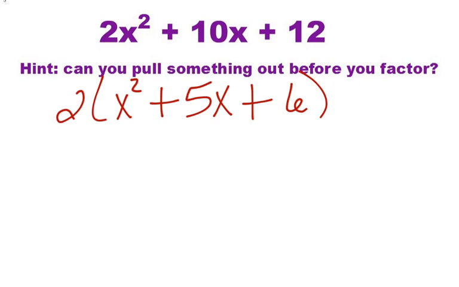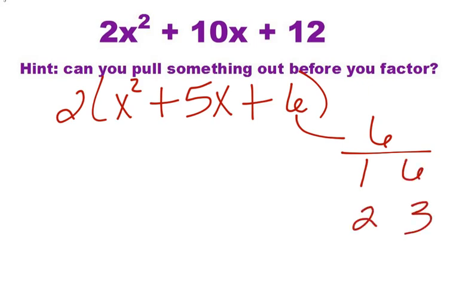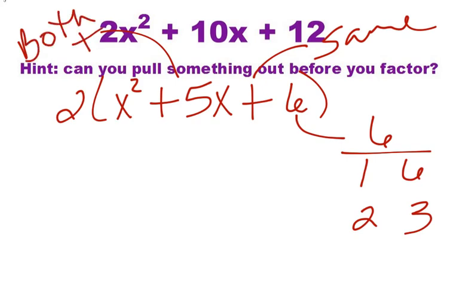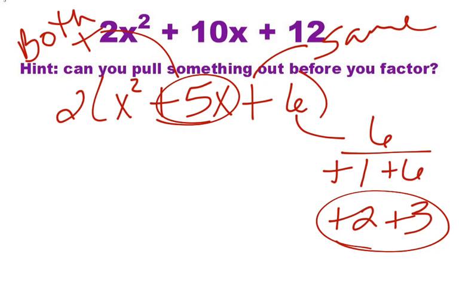What's inside does not have a number in front of x squared, so you just find the factors of the number at the end, which is 6. 1 and 6, 2 and 3. Use your sign rules. Second one is positive, which means that they're the same. First one is positive, which means that they are both positive. So all of your factors are positive. You need to choose the factors that equal 5. It's going to be 2 and 3.